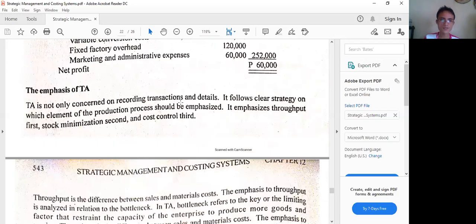All right. The emphasis of TA. TA is not only concerned with recording transactions and details. Yeah, that's very true. It focuses on the clear strategy, and follows also which element of the production process should be emphasized. And clearly that is, if I will not mention it, then you can pause this one, of course. Okay, and the answer is, of course, the direct materials purchase. That is what is being considered or emphasized.